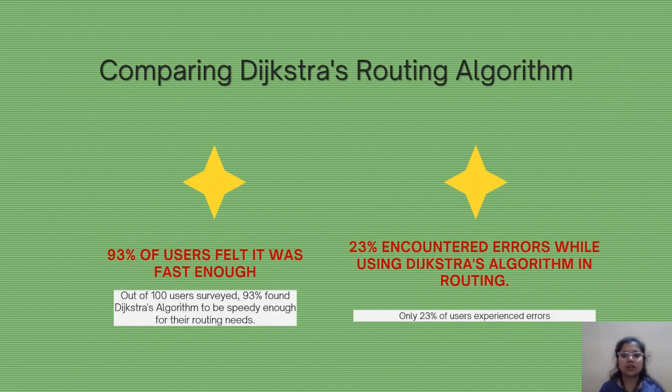Comparing Dijkstra's algorithm, we see that out of 100 users surveyed, 93% found Dijkstra's algorithm to be speedy enough for their routing needs, and 23% of users experienced errors. That is, a maximum of 93% have given the feedback that it is speedy enough for their routing needs.